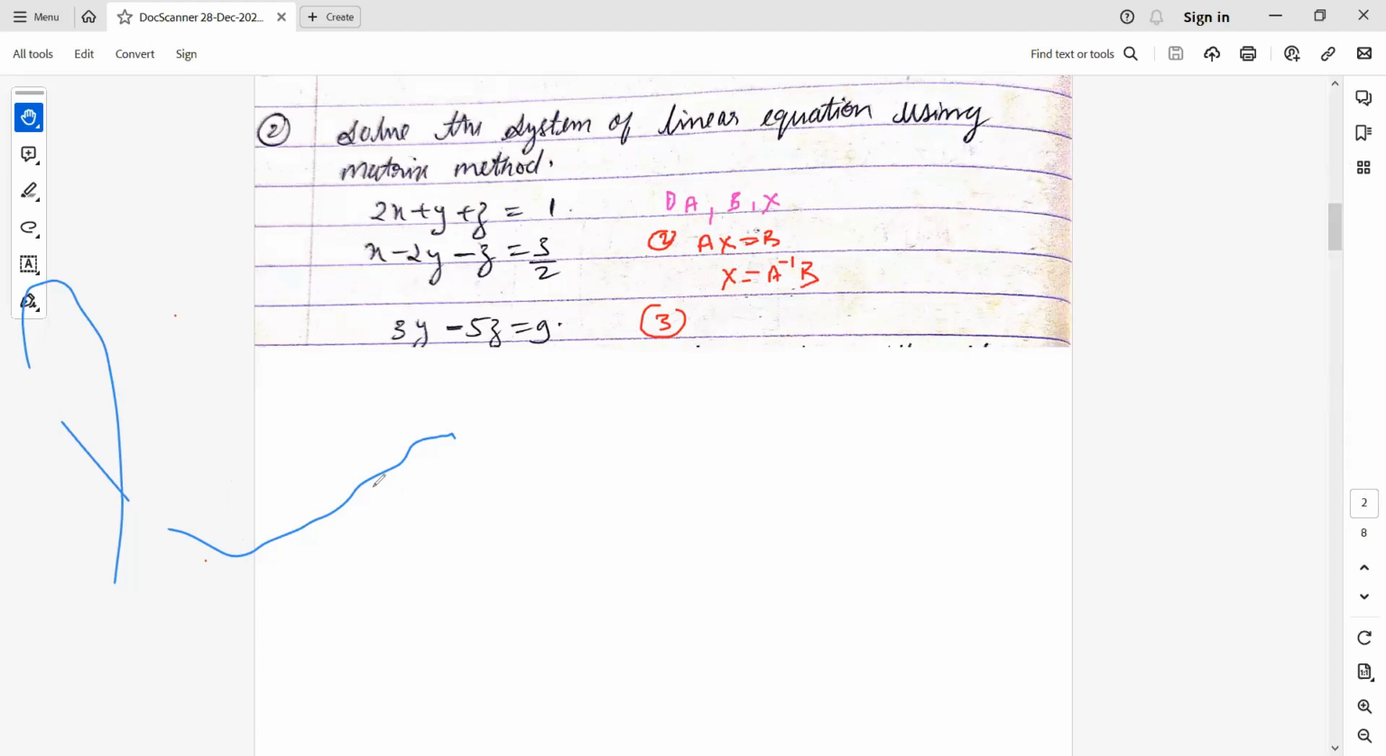So third step, we need to find out the value of X, Y and Z. Matrix method is used to find the solution of these 3 equations, equation 1, 2 and 3. So using matrix method, we are finding the solution of these equations. We will discuss the solution along with me. Try to solve it.